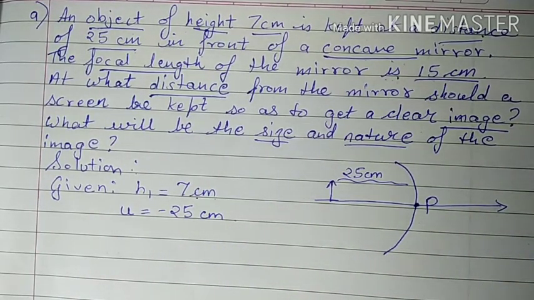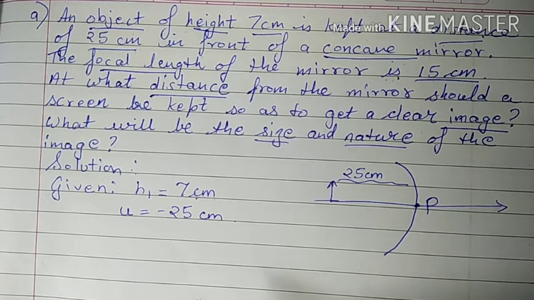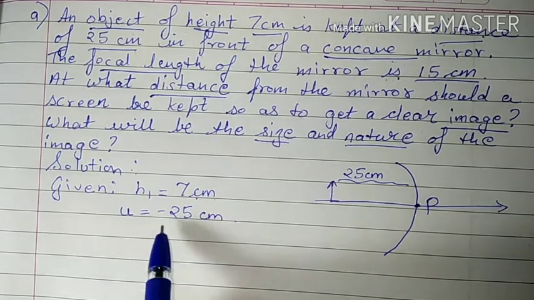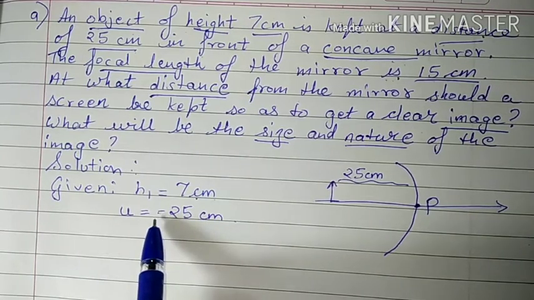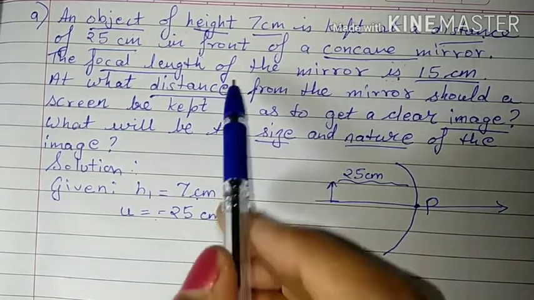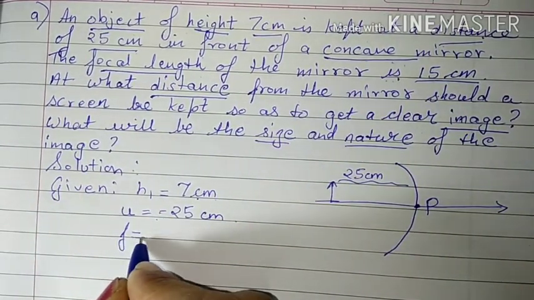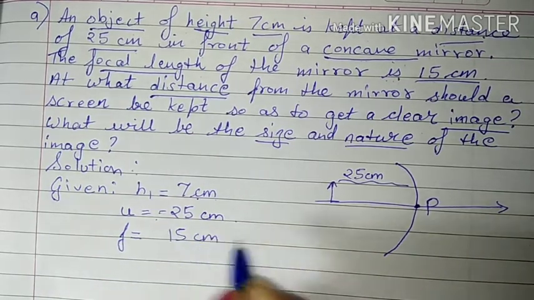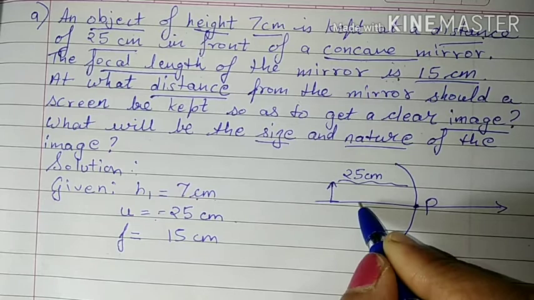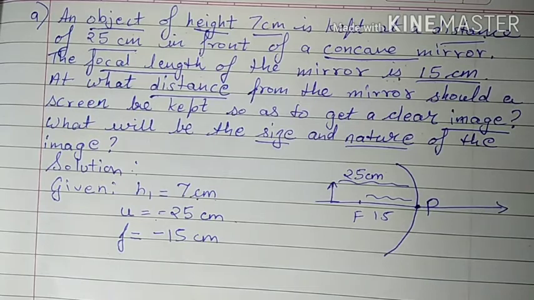I'll suggest that you go through the second video on reflection of light that I've created to understand the Cartesian sign convention. That's very important to solve all these problems, because we really need to understand when to take positive and when to take negative. I'll give the link in the description. So U is equal to minus 25, and the focal length of the mirror is 15 centimeters. Focal length is F. Again, the focal length of a concave mirror is on the left hand side, so F is going to be minus 15 centimeters.